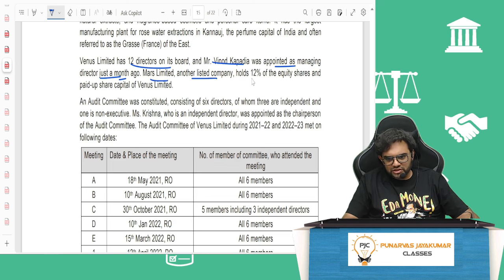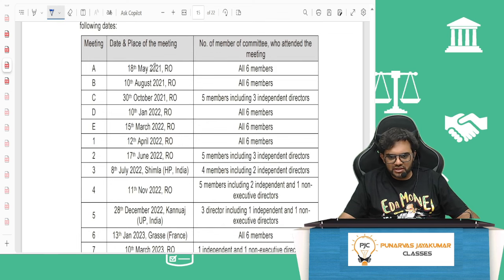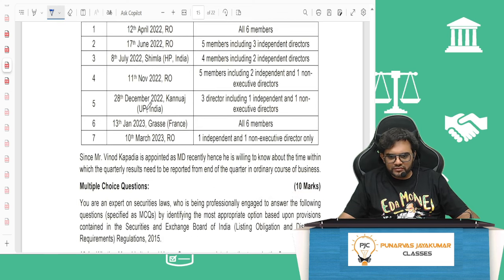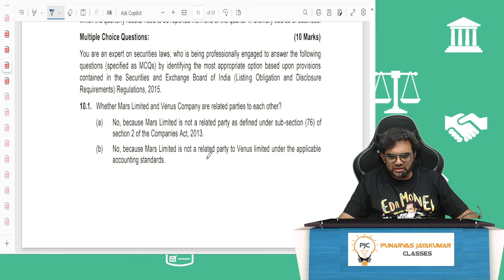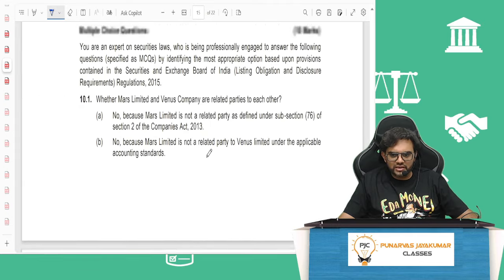Mars, another listed company, holds 12% equity shares and paid up of Venus. So Mars holds 12% of Venus. Audit committee was constituted consisting of 6 directors, of whom 3 are independent and 1 is non-executive. Krishna, an independent director, was appointed as the chairperson of the audit committee. Audit committee had met on the following dates. So all these dates they have given. Since Vinod Kapadia, appointed as MD, is willing to know about the time within which quarterly reports have to be submitted, an expert on security law is consulted. Whether Mars and Venus are related to each other, related parties.